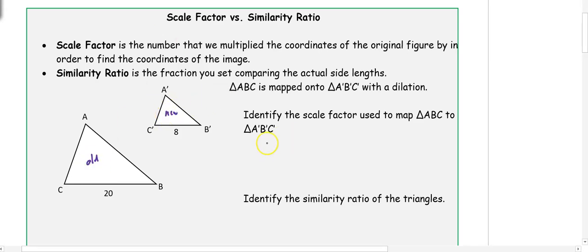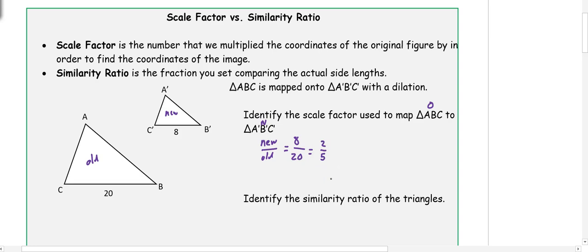So when we're looking for scale factor, it's always going to be new over old. So we can look in the picture by looking at the A's and the A tick mark letters, or in the sentence we have A, B, C is the old one because it's the first triangle, A prime, B prime, C prime with the little tick marks is the new figure. So when we compare those, we would take the same side of the figure, so in this case the BC's, and the new side is 8, the old side is 20, and that reduces to 2/5.